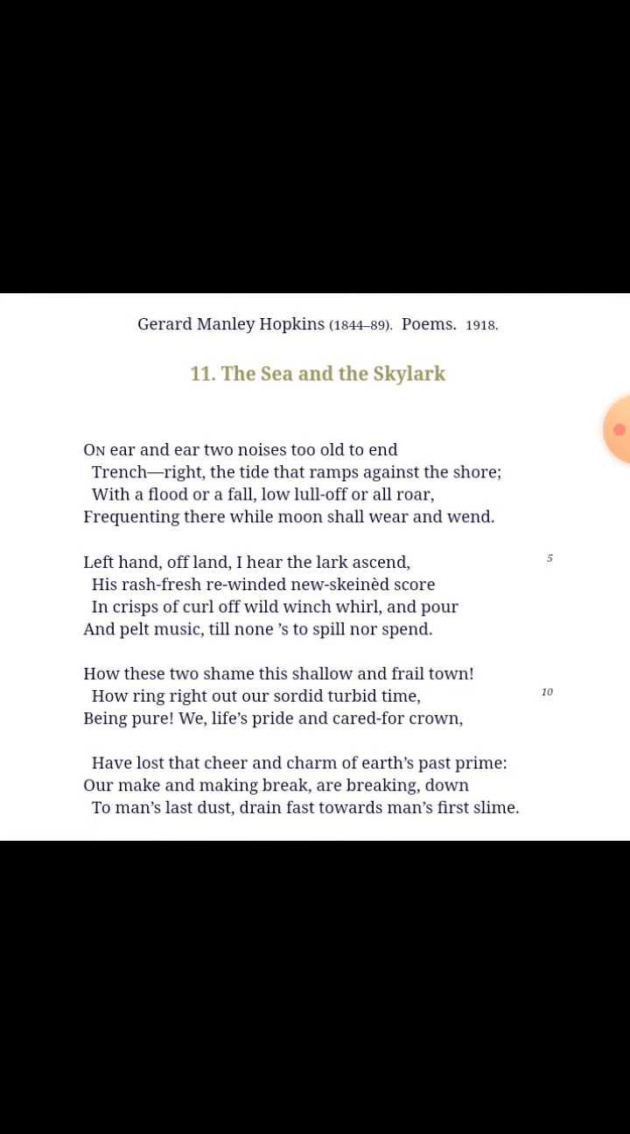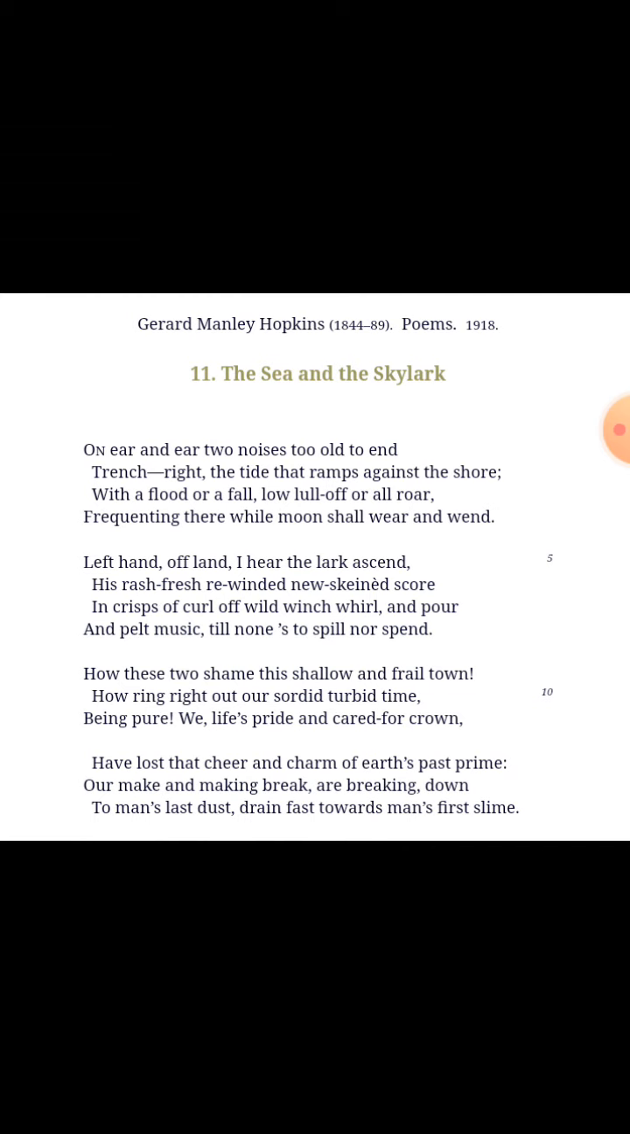So, with the flood or a fall, here we have alliteration. Low lull off or old roll. Low lull off. Here again we have alliteration. It is an example of onomatopoeia. Here Hopkins gave the effect of the sound of the water when it rises and falls.